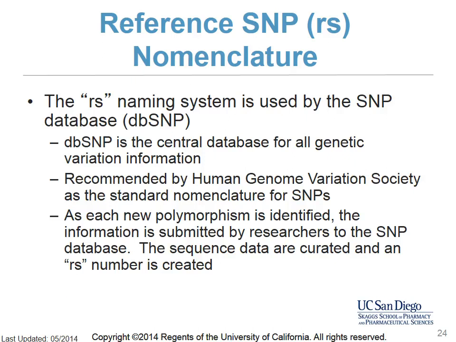The reference SNP, or RS naming system, is used by the SNP database. This is the central database for all genetic variation information and is available to the public. The Human Genome Variation Society recommends the naming system of the SNP database as the standard nomenclature for all SNPs. As each new polymorphism is identified, the information is submitted by researchers to the SNP database. The reference data are curated and a computer-generated RS number is created.